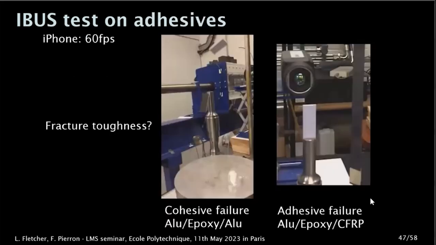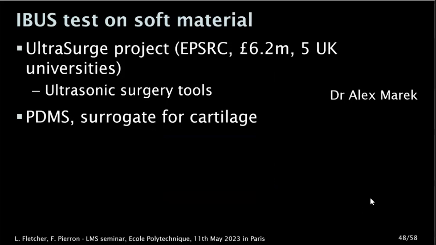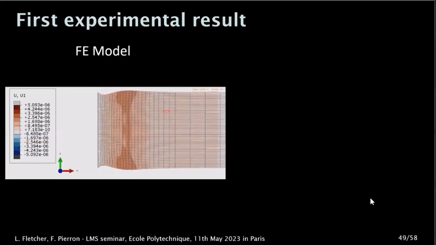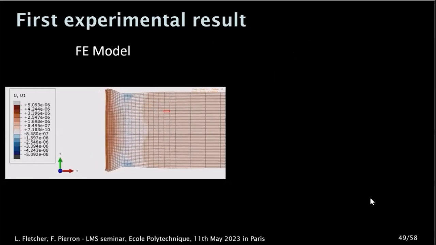And then finally, we're looking now at soft materials. So that's part of a larger project on ultrasonic surgery tools, and we test PDMS as a surrogate for cartilage. So the wavelengths, of course, here are much smaller. So you see the specimen is tiny here compared to the solid rod. And now the difference is we don't have established waves anymore, vibration. We have traveling waves.